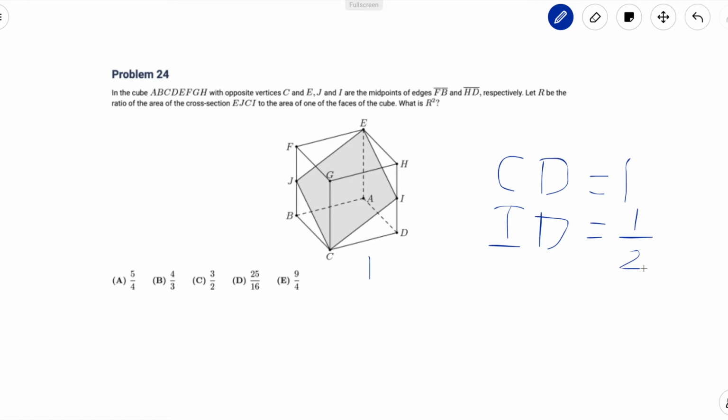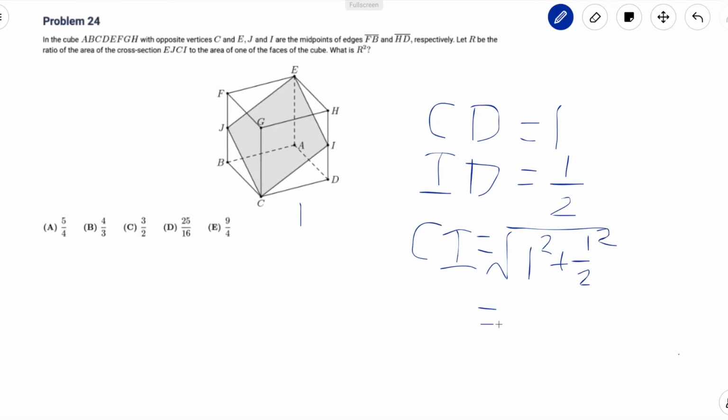You can see here by the Pythagorean theorem, since CDI is a triangle with a right angle at D, CI is just equal to the square root of 1 squared plus 1/2 squared, and that is just equal to root 5 over 2. So now we have that CI is root 5 over 2. Now we can do a similar argument for EI, because EH is equal to 1 and HI is equal to 1/2. So EI is also equal to root 5 over 2.